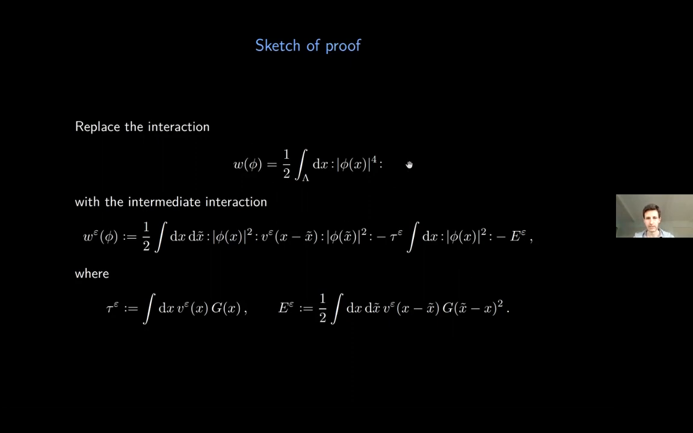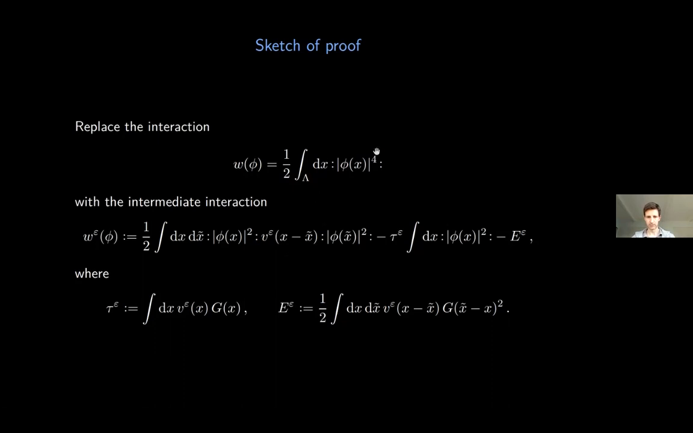So we replace this limiting interaction with the following intermediate interaction. What is important is this thing here. You replace this term, forget the Wick orderings for now, with a delta function. You don't take a delta function, you take your approximate delta function V epsilon. And now the Wick ordering is actually important, and that's the main source of headache.